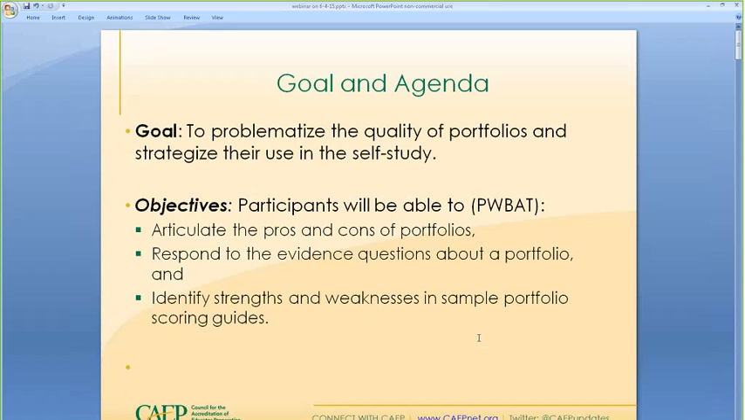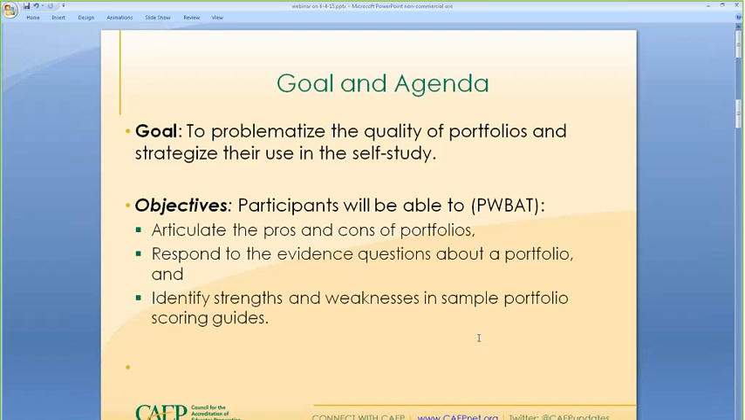My objective is that by the end of this webinar, you will be able to talk about the pros and cons of portfolios from CAPE's perspective, that you'll be able to think about how to respond to the questions about a portfolio when you submit data as evidence and submit your portfolio and your scoring guides with your self-study or as part of the early instrument evaluation. And then last, I hope you'll be able to identify some strengths and weaknesses in sample portfolio scoring guides.